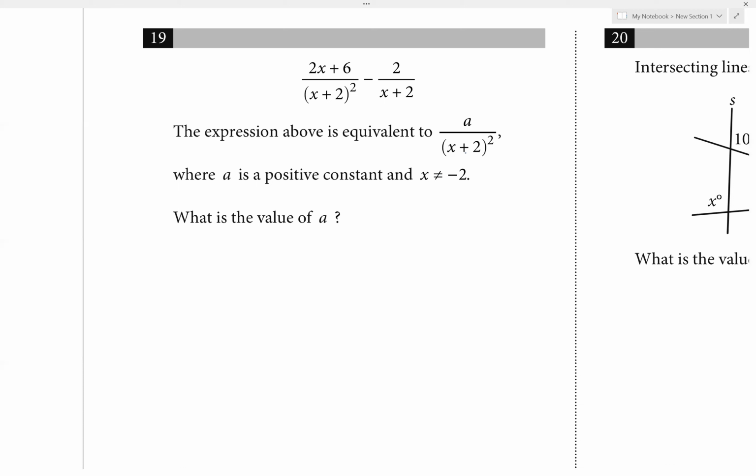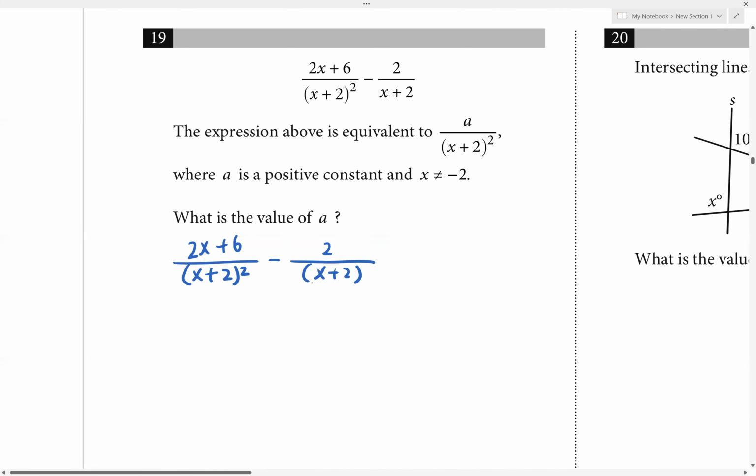So this is equal to all that, and you can just go ahead and rewrite it as the equation: (2x plus 6) over (x plus 2) squared, minus 2 over (x plus 2), and I'll put this in parentheses, equals a over (x plus 2) squared.